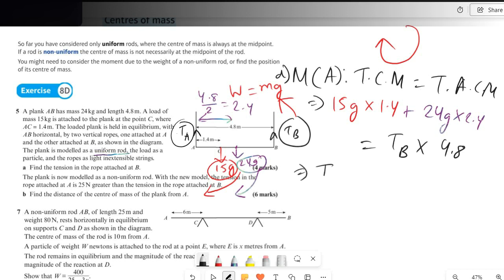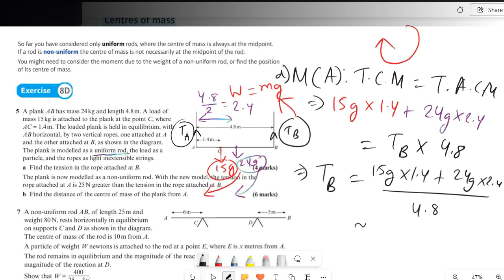So rearranging for TB, we can say that it's going to be 15g multiplied with 1.4 plus 24g multiplied with 2.4, and the whole divided by 4.8. Using the calculator, and g equal to 9.8, we can say that the tension at B is roughly equal to 160 newtons, which is three significant figures.